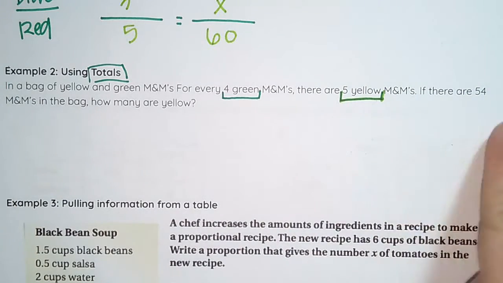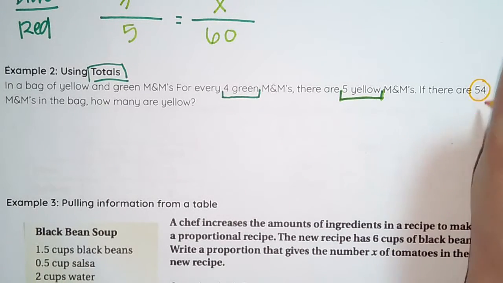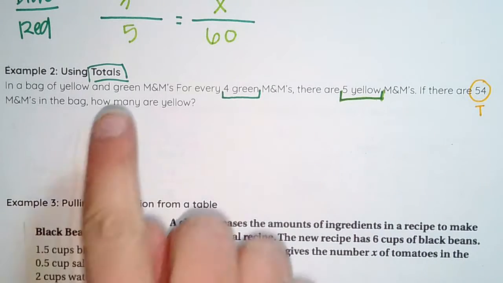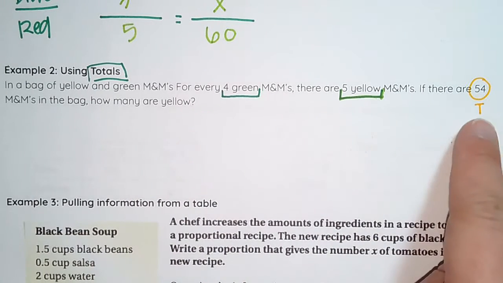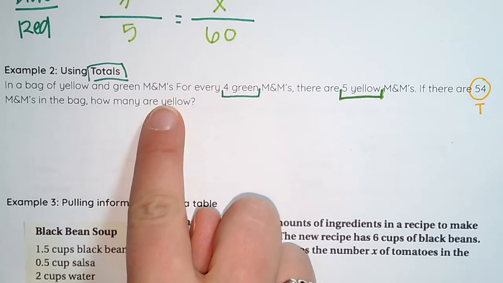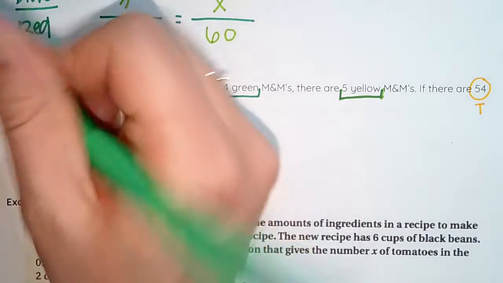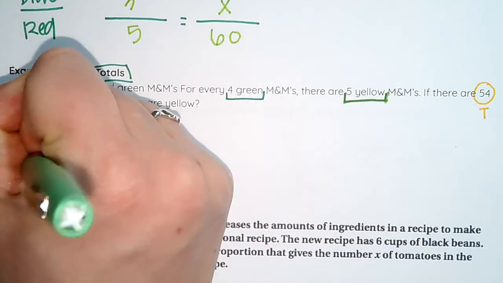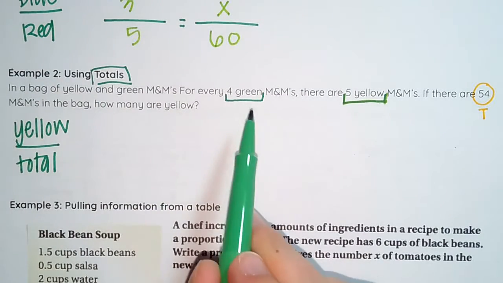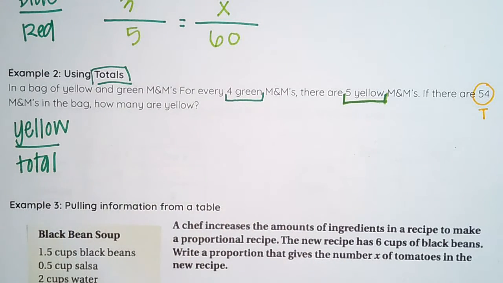Okay, it says if there are 54 M&Ms in the bag, so that means 54 total. How many are yellow? So I'm given a total and I'm comparing that total to yellow. So my word ratio this time should be yellow to total. I don't need green included in my proportion specifically by itself.